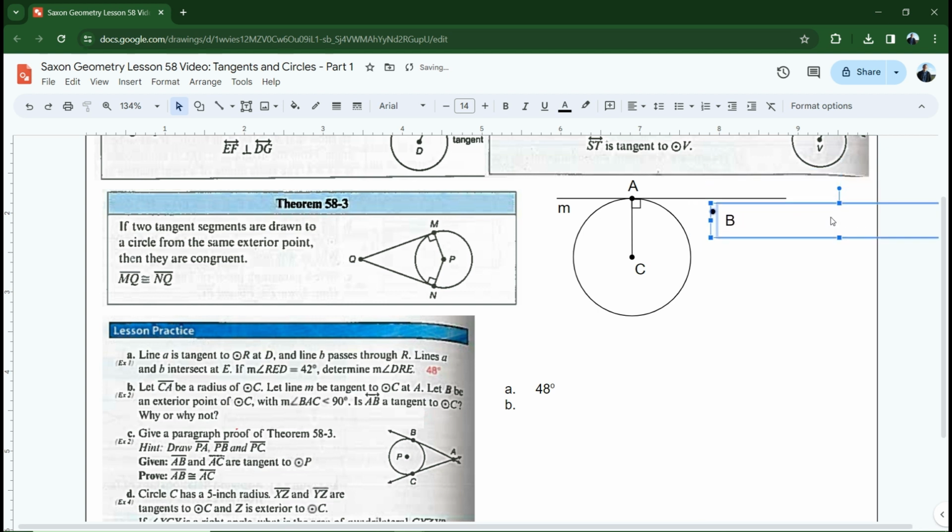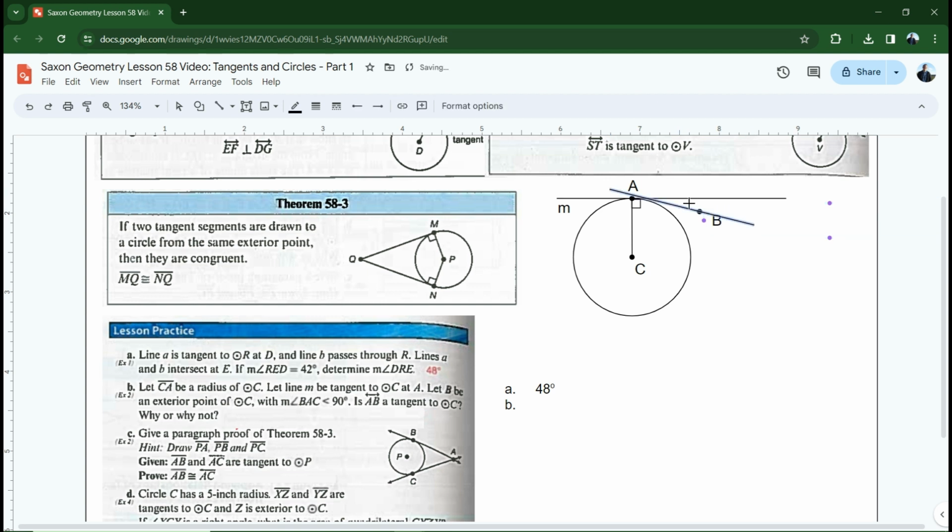What does it say about point B? The measure of BAC has to be less than 90 degrees. So that means that point B has to be somewhere down here to be less than 90 degrees. Is AB tangent to circle C? There's no way for me to draw a line through A and B. Let's just see what I can do here. Can I draw a line from A and B that doesn't pass through another point of the circle?